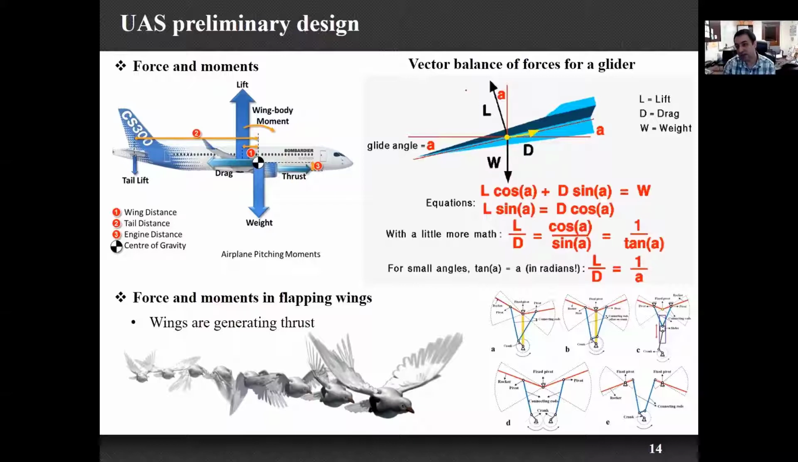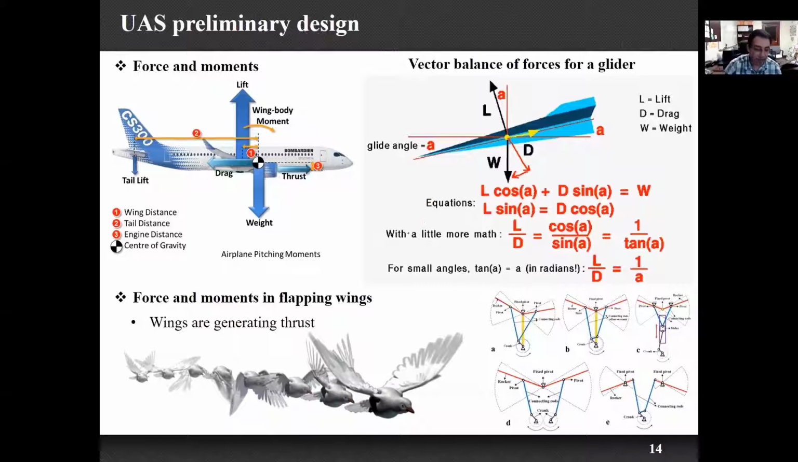So this is the vector balance for a glider. As we said, in a glider we don't have thrust because we don't have any propulsion system. They rely more on gravity acceleration. So, for example, if this is a glider which is going down, this is the lift generated by this motion, and this is going to be a component of the weight, which generates thrust and makes this glider move forward.